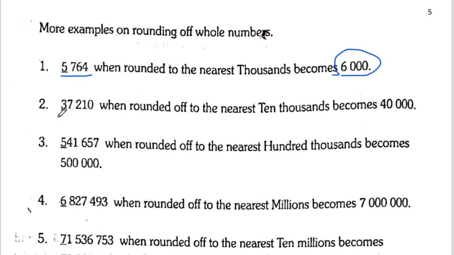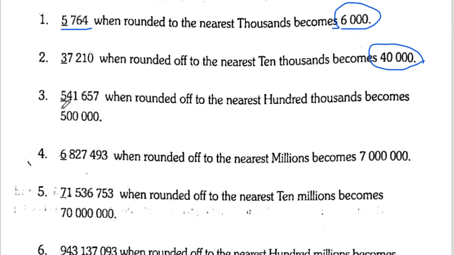Next, number 2, 37,210 rounds into 40,000. Since next to digit 3 in here is 7, which is greater than 5, we need to add 1 to digit 3. It will become 4. And then the rest of the succeeding numbers will change into 0. The result or the final answer is 40,000.